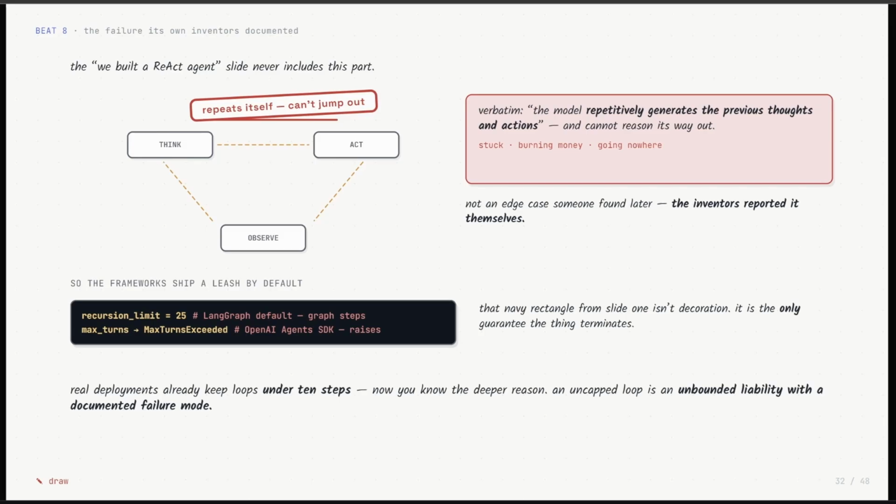And you already know from the production data that real deployments keep loops under 10 steps. Now you know the deeper reason. It's not basically that they don't want to spend more money or anything. It's just that an uncapped loop is an unbounded liability. It can do whatever it wants. There are many issues that happen because there were no capped loops. So yeah, cap your loop.